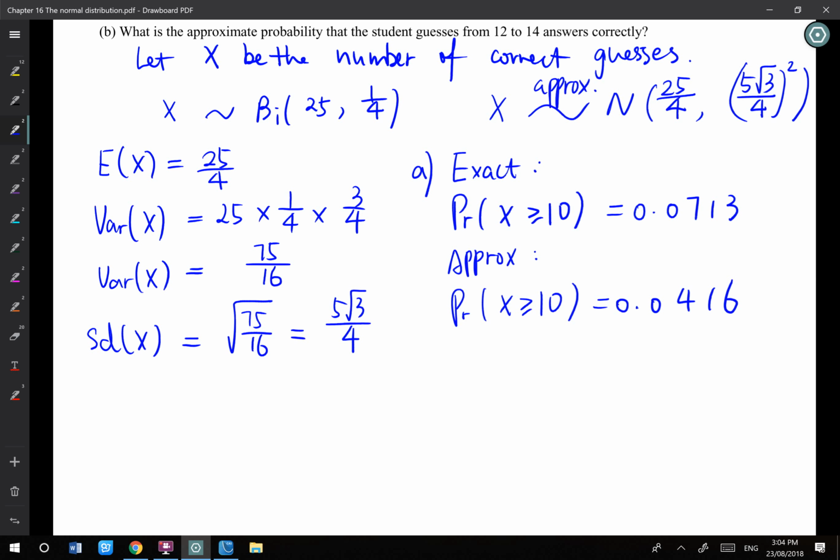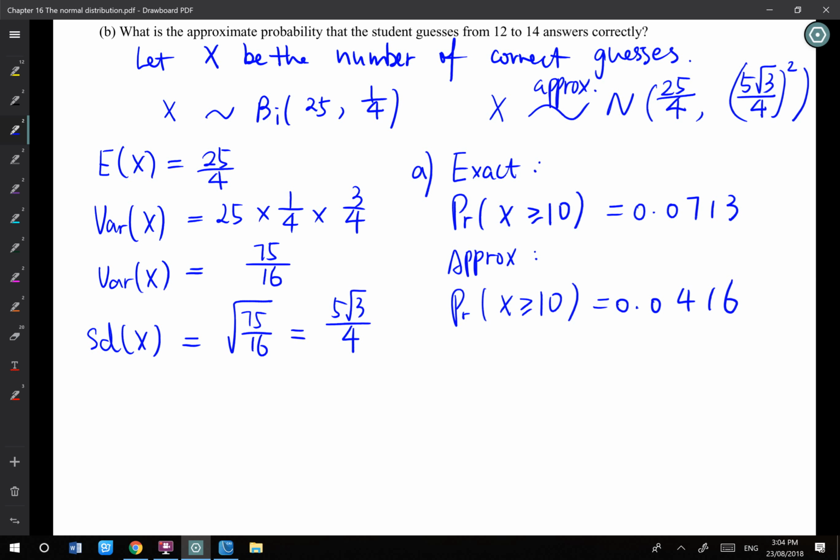Why? What's the reason? The first reason is that it's not the correct way to do it. There needs to be a correction here. It shouldn't use 10, I think it should use 9.5, instead of 10. Actually, if you use 9.5, it will improve the answer a little bit.